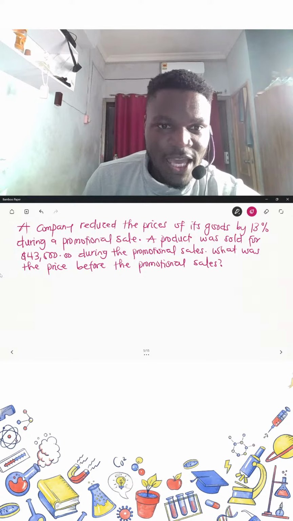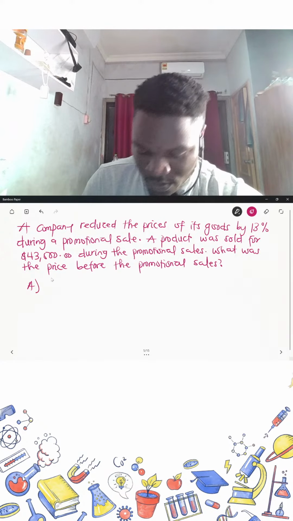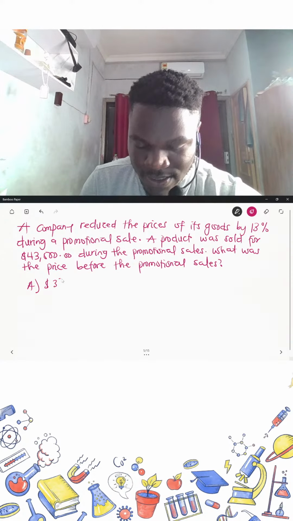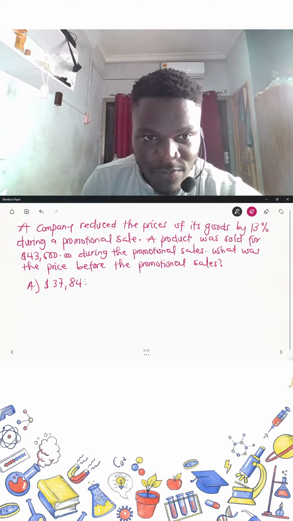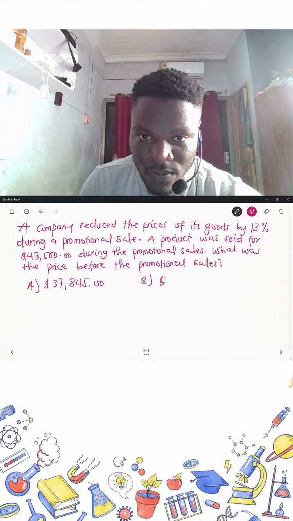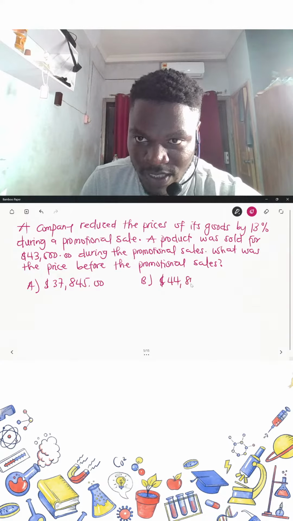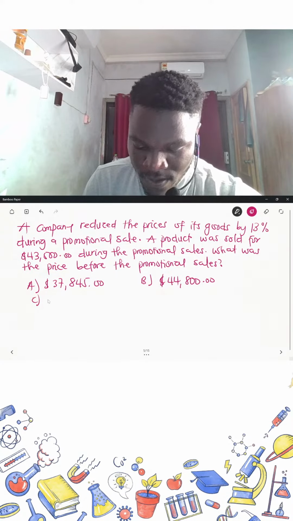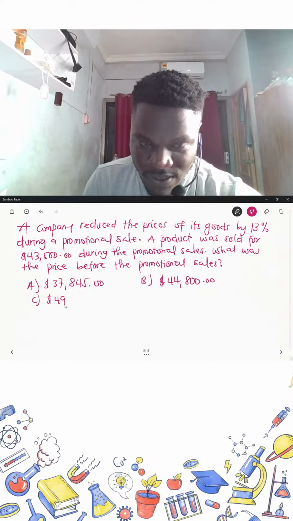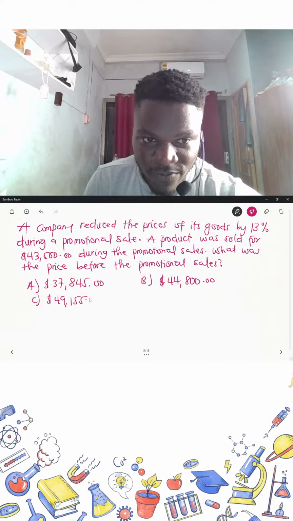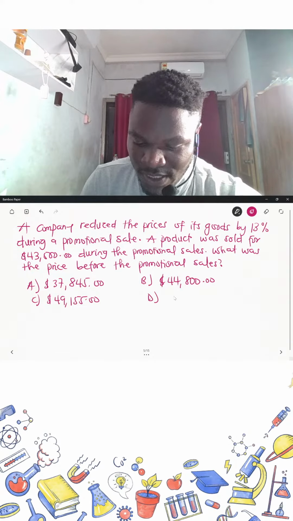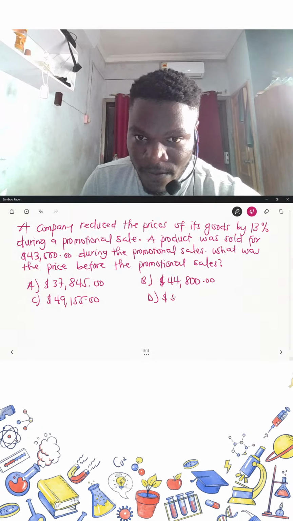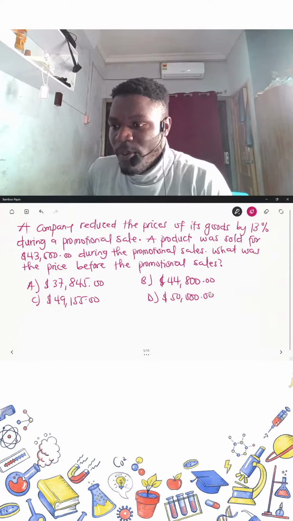So we have here option A. Let me give the possible options. Option A, we have 37,845. Option B is 44,800. Option C is 49,155. And then we have option D, which is $50,000. Okay, yes, so this is the problem that we have.